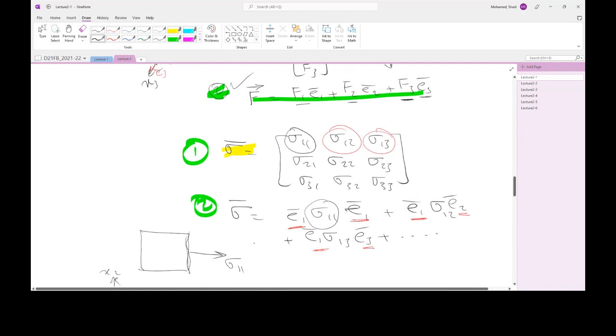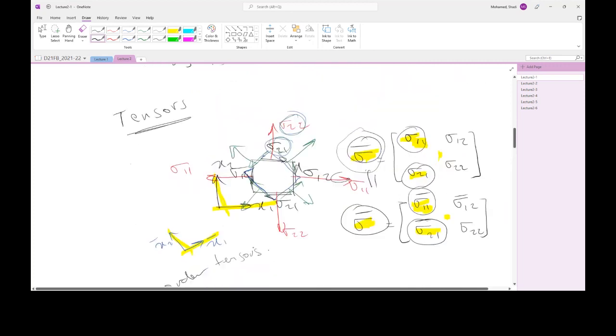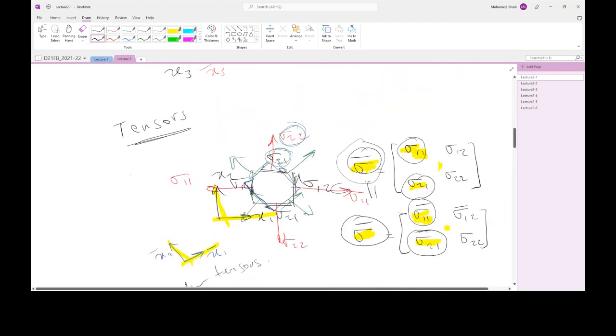How do you know that the sigma in the old and the new coordinate system would be the same? When we're talking about this one here and this one here, how do you know that they belong to the same stress tensor? How do you know that they are the same stress tensor?